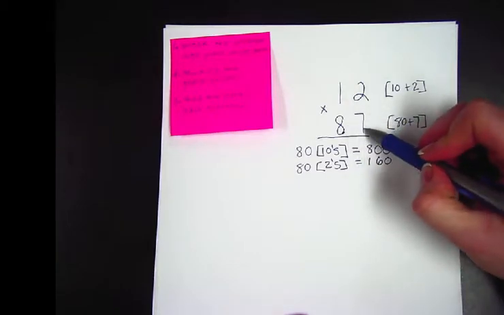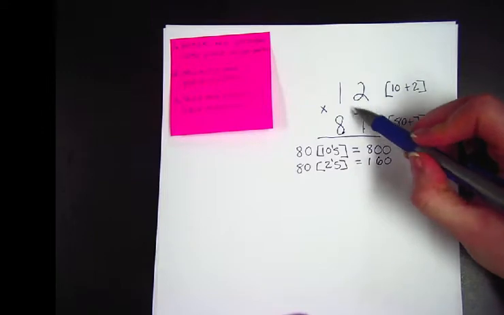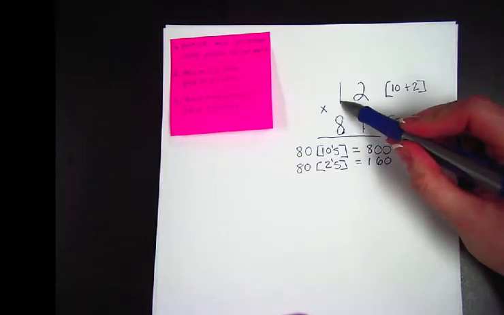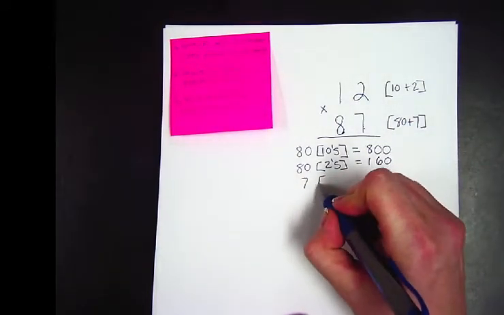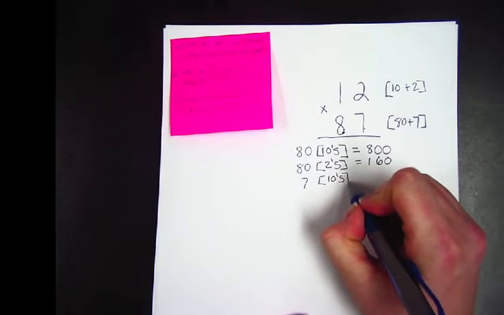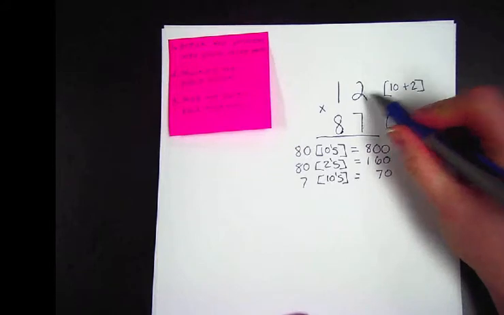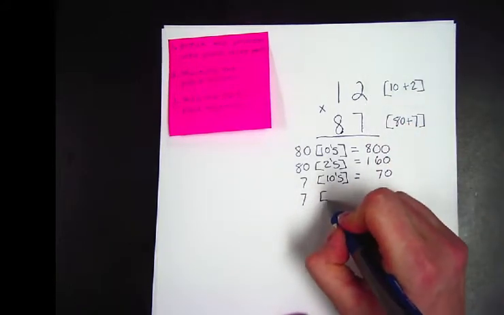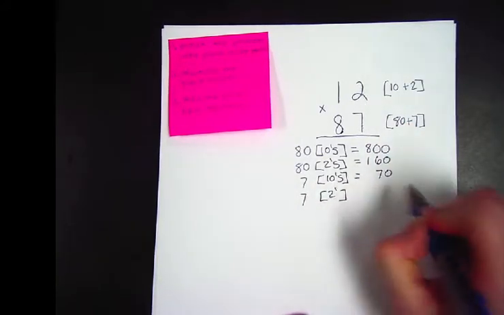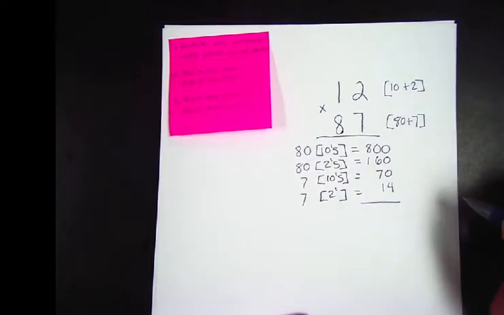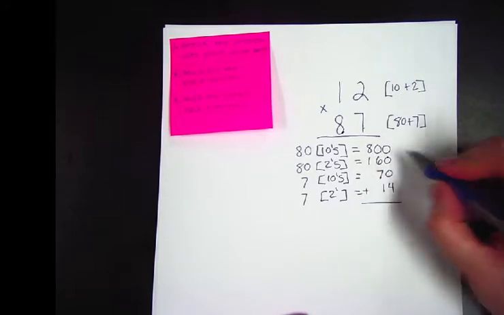Now I'm going to move over to the 7. This is 7 because it's in the ones place, and I need to take the 7 times 10, and then the 7 times 2. We'll start by doing 7 times 10. So this would be 7 tens. That gives me 70, and 7 twos. 7 times 2, that's a nice basic fact. That's 14. Now comes the part where I get to add the parts back together.